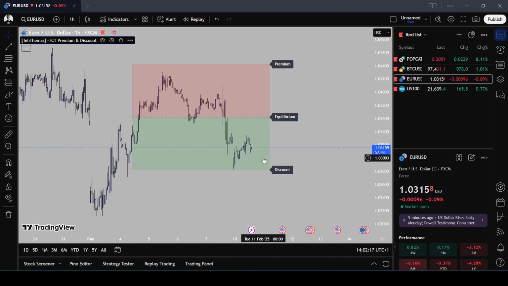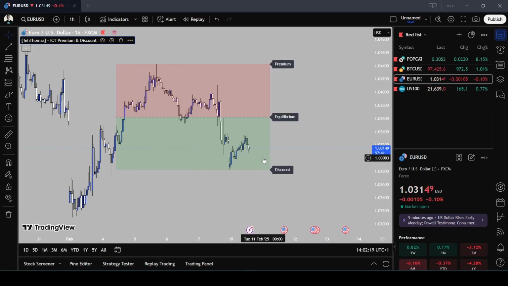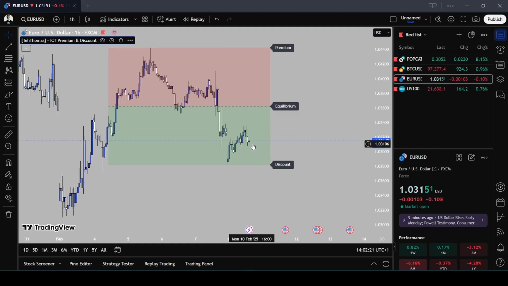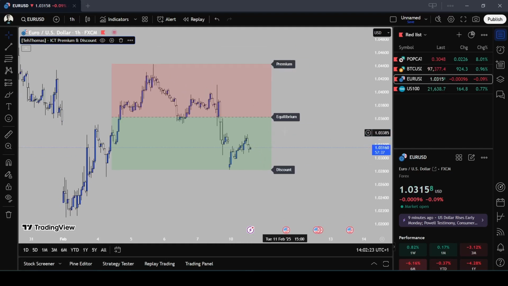If you change the lookback, it will be more significant. So you can see here, my suggestion would be to go long, but it's nice to have another indicator as confirmation.